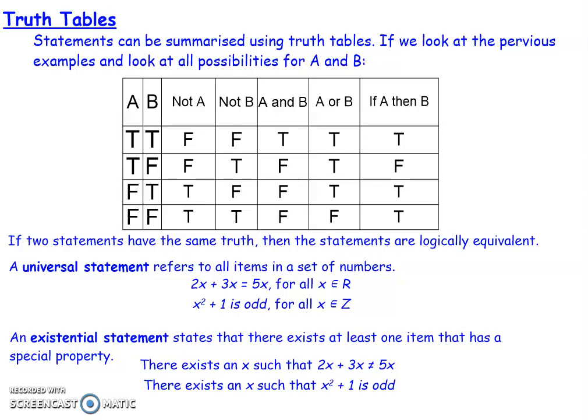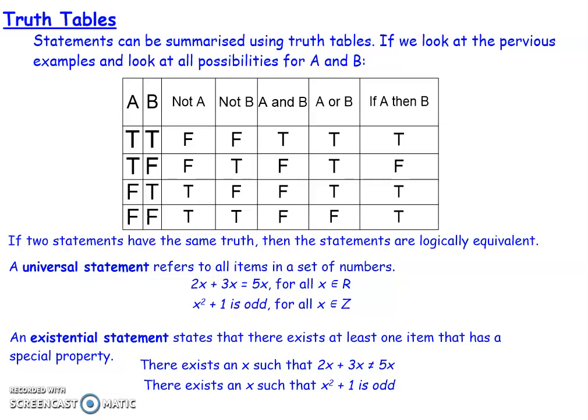After that, if I was to flip it and say A is false, B is true, not A would be true and not B would be false, which would mean that if I was to look at the rest of it, A and B would be false, A or B would be true because B is true, and if A then B would overall be true.